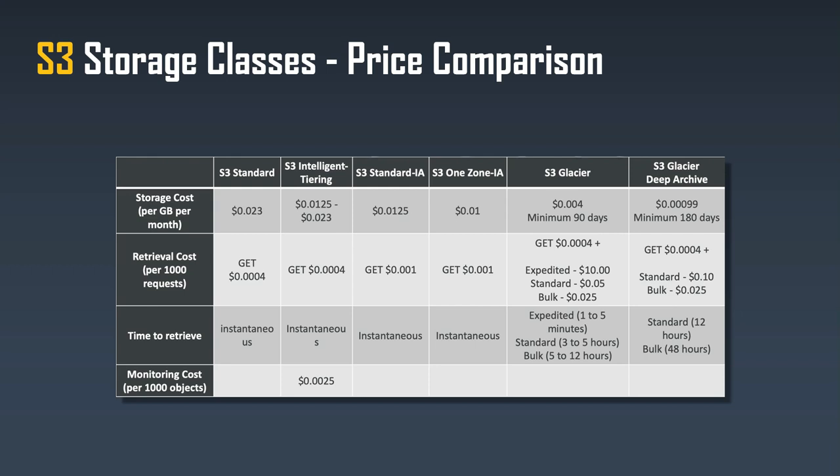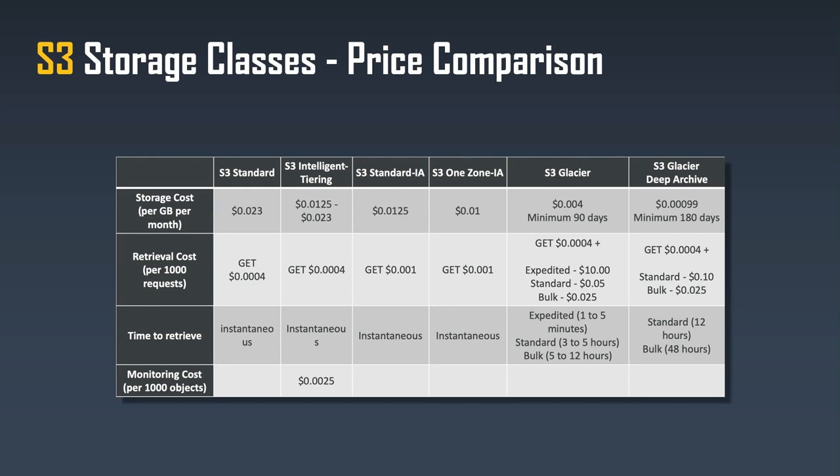So if we want to expedite retrieval from Glacier, it's going to cost us $10 per thousand requests. Whereas if we use standard or bulk, it's going to cost us a lot less. Same for Glacier Deep Archive. Okay. And finally, for S3 Intelligent Tiering, there is a cost to monitor objects because it's going to be able to move them between S3 Standard and S3 Standard IA on demand. And so the cost is quite small, but it's 0.0025 per thousand objects monitored per month. Okay, so that's it.